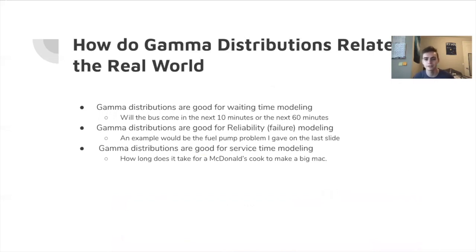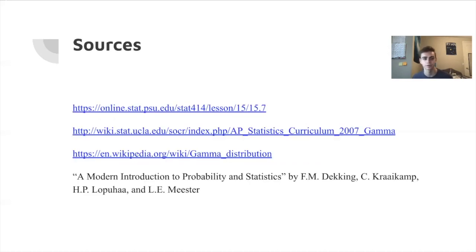So how do we use the gamma distribution in the real world? Gamma distributions, as I mentioned earlier, are good for waiting time modeling. Will the bus come in the next 10 minutes or the next 60 minutes? That's an example of how you'd use that. The gamma distributions are also good for reliability, such as failure modeling. An example would be the fuel pump problem that I just gave on the last slides. And the gamma distributions are also good for service time modeling. An example of this would be, how long does it take for a McDonald's cook to make a Big Mac?